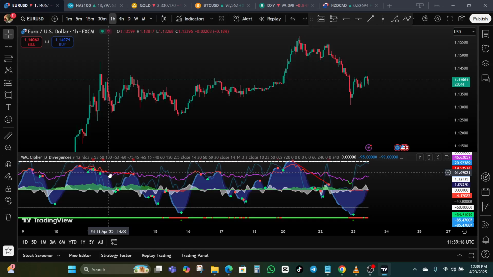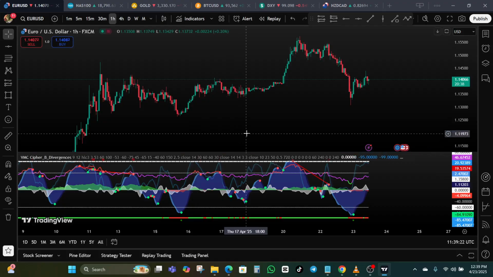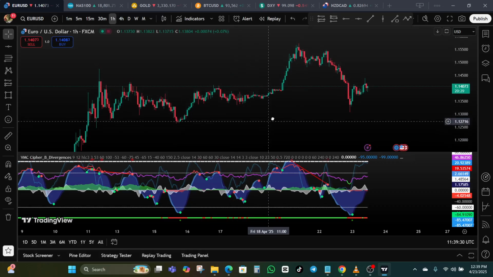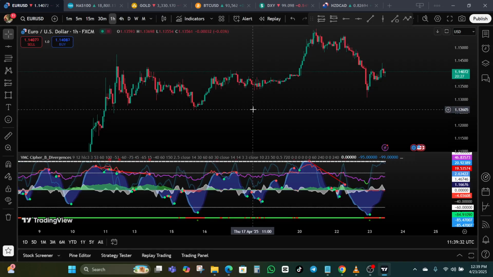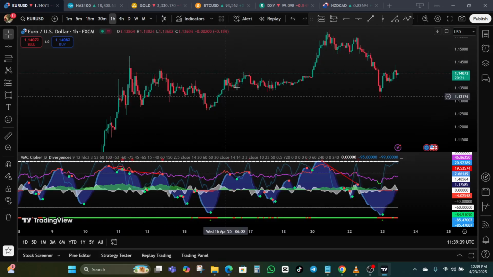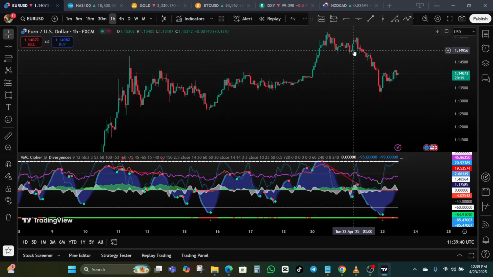Let's just walk through the strategy step by step. Of course, you need to add the Vumanchu Cipher B to your chart. You can use TradingView and search the community scripts. Once loaded, identify swings in price that are pushing higher or lower. Once you've identified your key swings, the next thing to do is to spot the divergence.